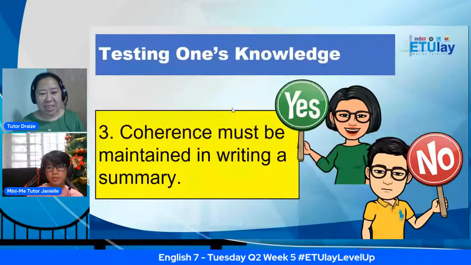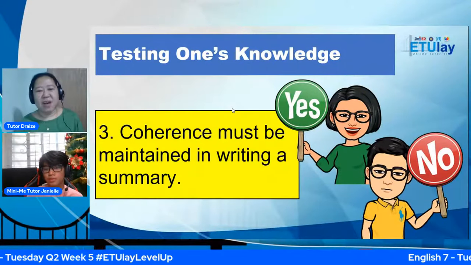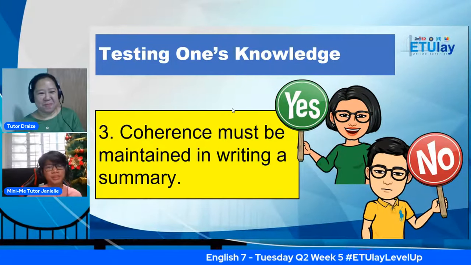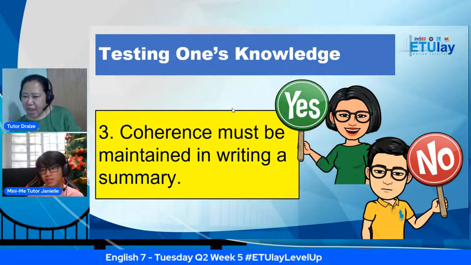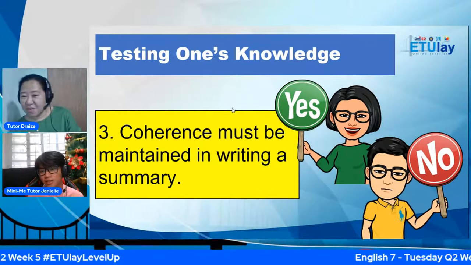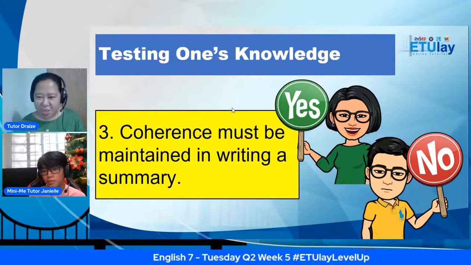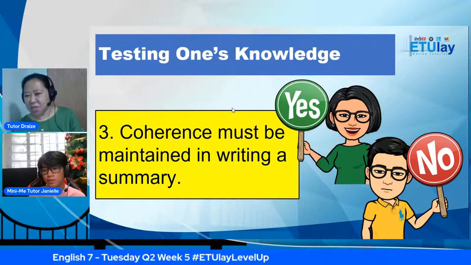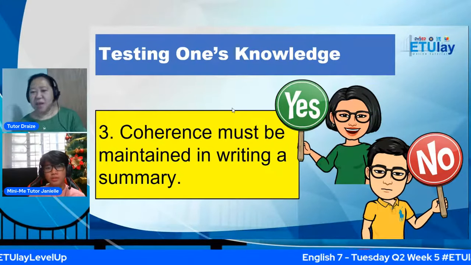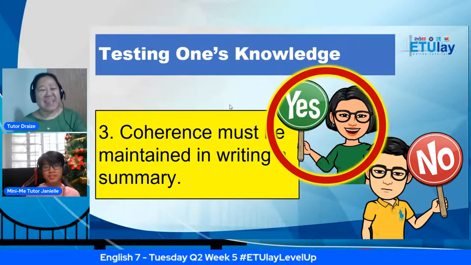Coherence must be maintained in writing a summary. What is the answer for number three? Kuya Janiel, what's your answer? My answer, ma'am, is yes. Yes. Let us check. Althea Bagood is also a yes, and Danet is also a yes. John Michael Janko is also a yes, and same with Rich Armeline. Let us check, is it really a yes? Very good, it's a yes.